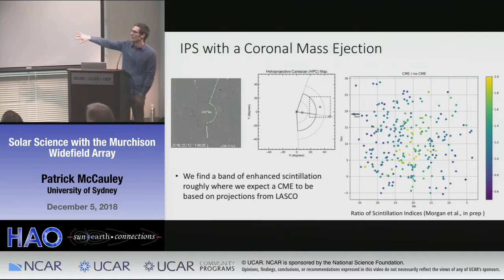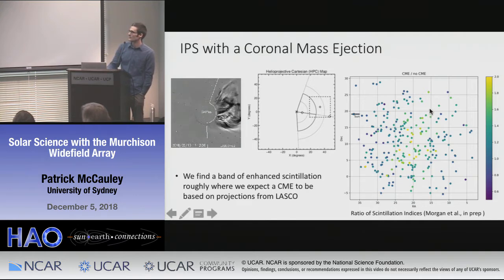So this plot on the right shows the scintillation index, which is sort of how twinkly the objects are, for when the CME is there, divided by when the CME is not there a day earlier. And you see a band of lighter colors here in the middle, and we think that that's due to the CME passing along. So this is exciting.